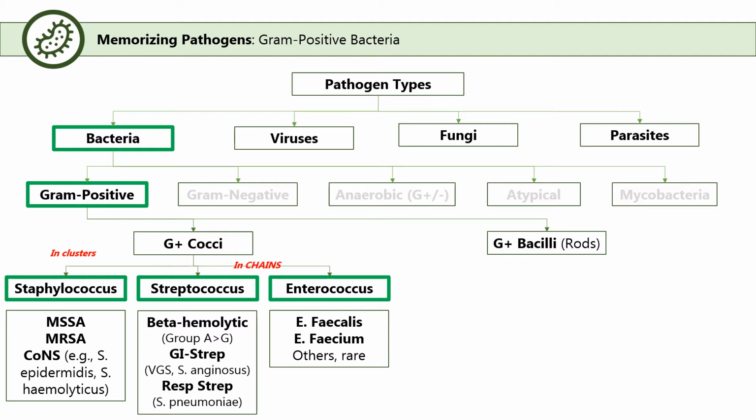Beta hemolytic Streptococcus, which are the group streps like group A strep or Strep pyogenes, or group B or C/G strep. Another group we'll call GI strep, since they are found in the mouth and GI tract, including Viridans group Streptococcus and Streptococcus aeruginosus. And the last organism we'll call respiratory Streptococcus or Streptococcus pneumoniae, since it causes upper and lower airway infection. The last organism is Enterococcus.